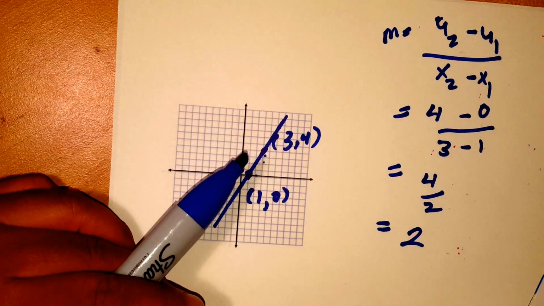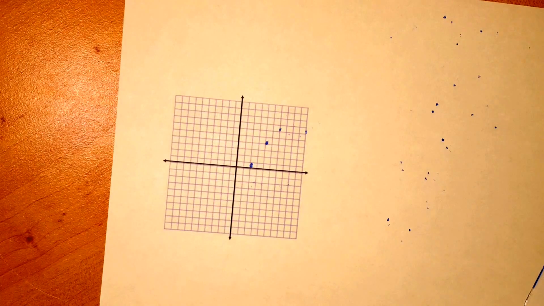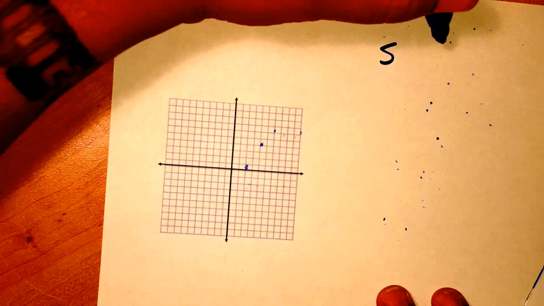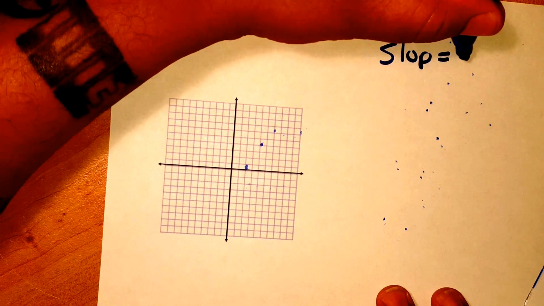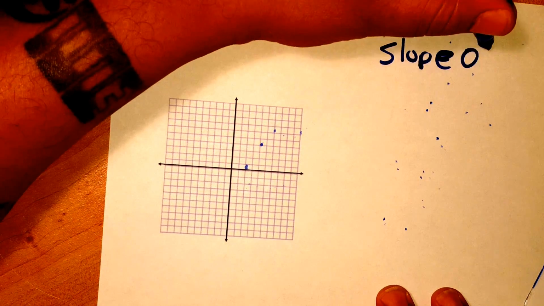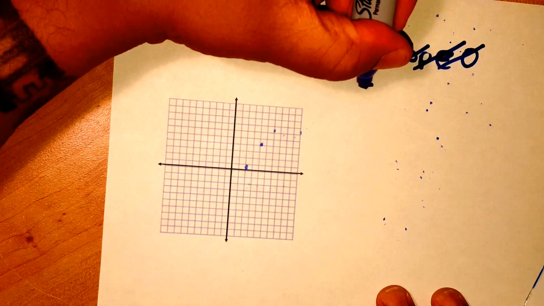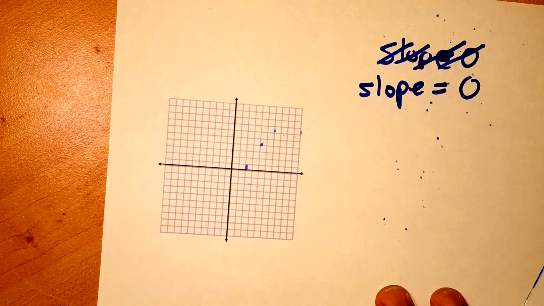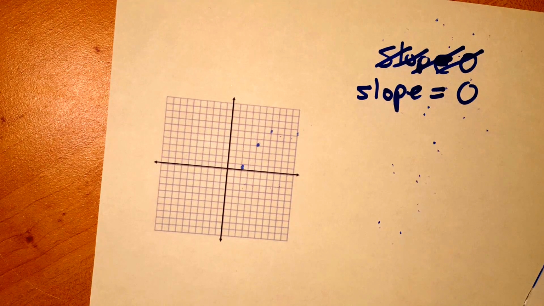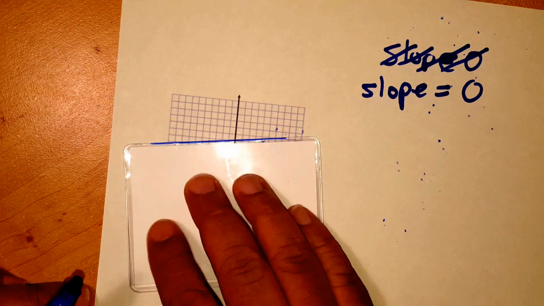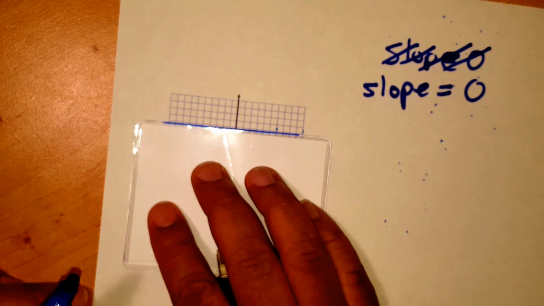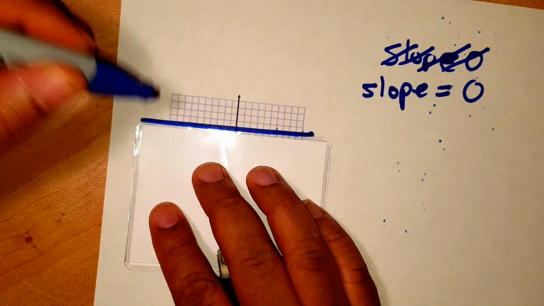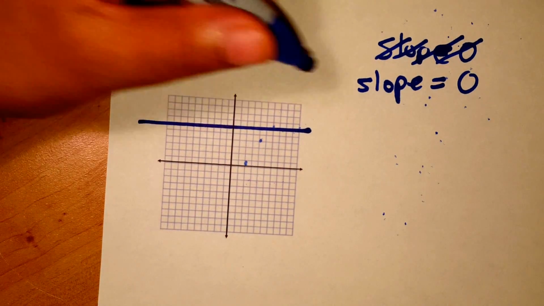Just that simple. Now there are some special cases when slope is equal to 0. Sorry about that. I'll make that right for you guys. When slope is equal to 0. So when our slope is equal to 0, our line is horizontal. It's a straight horizontal line.